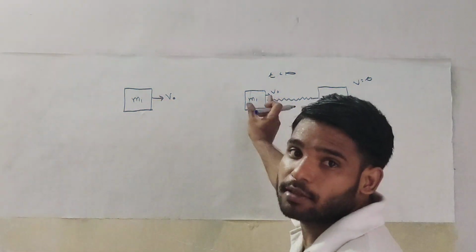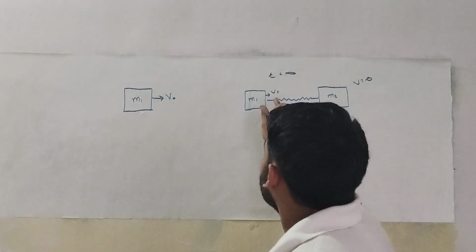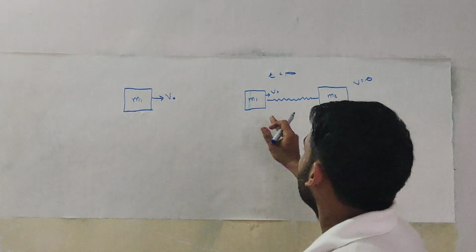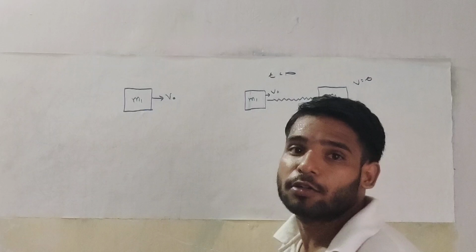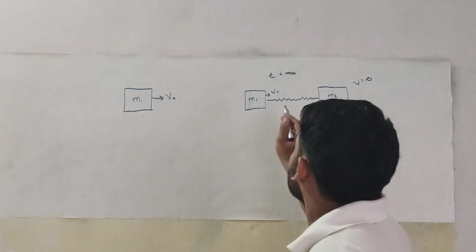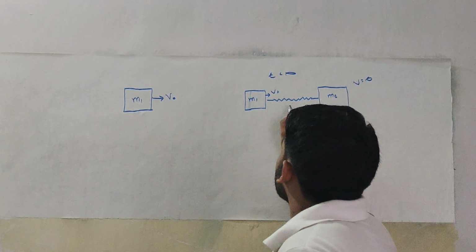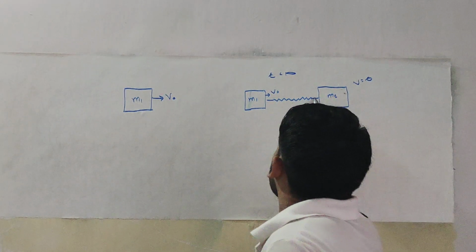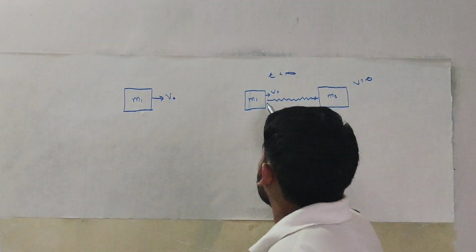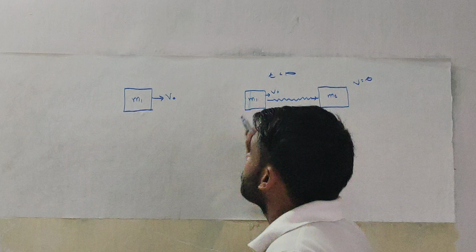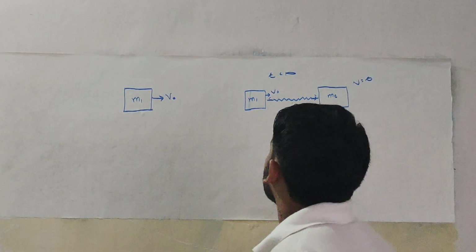Because it has some velocity, as time passes it will touch the spring, and because of its momentum it will apply a force on that point, and the spring will start to reduce its length. So compression starts, and because of that compression the spring will apply a force directly proportional to the compression. It will also experience an equal and opposite force. Here it applies a force and here it applies a force.